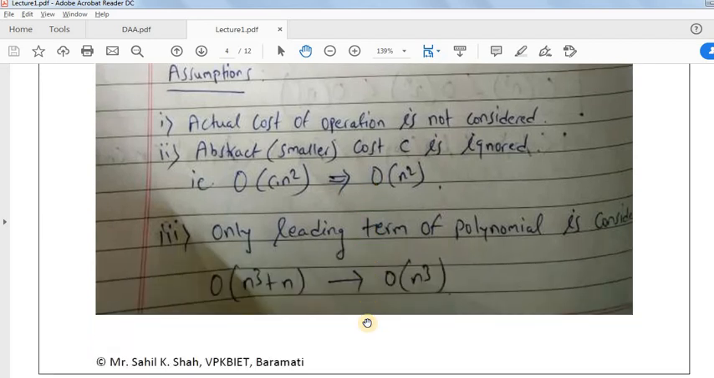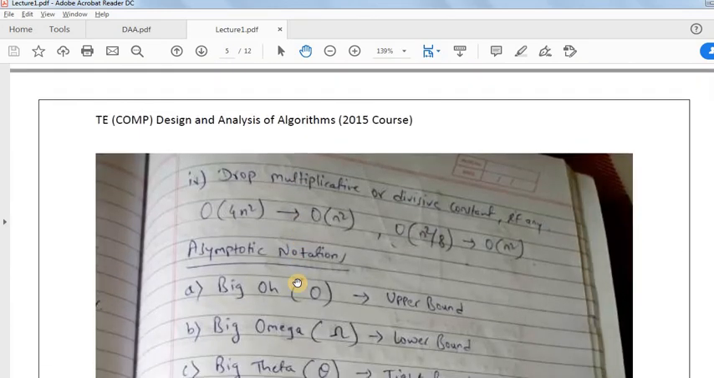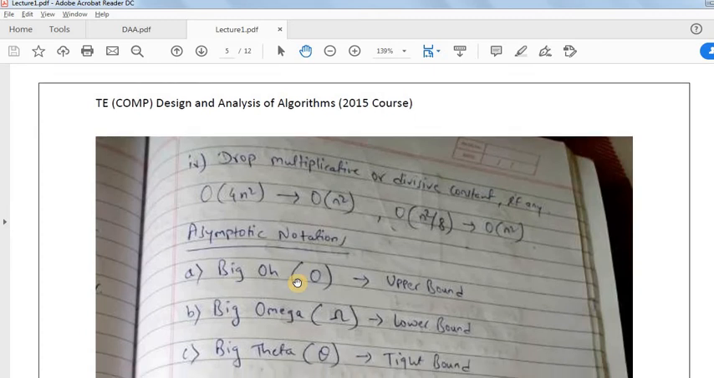Only leading terms of a polynomial are considered, and they are being given more weightage in comparison with all the smaller terms. Leading terms are given weightage. O of n cube plus n, even though I am having plus n, n cube will play a major role, so this will decide limiting behavior in comparison with n. If there are any multiplicative or divisive constants used in deciding the time complexity of an algorithm, those should be skipped. You can observe big O of 4n square can be reduced to big O of n square, big O of n square upon 8 can be reduced to big O of n square, and so on.